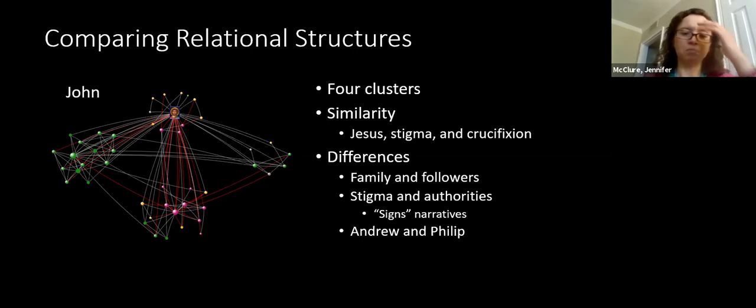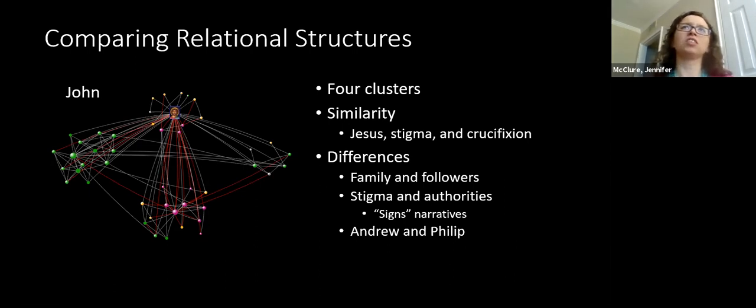One of the big differences between John and the other three Gospels has to do with where stigmatized people are clustered. In Matthew, Mark, and Luke, most of the stigmatized people are in Jesus's cluster, or in Luke, in the cluster of 10 lepers. But in John, there are a significant number of stigmatized people who are in a cluster that's dominated by religious authorities.